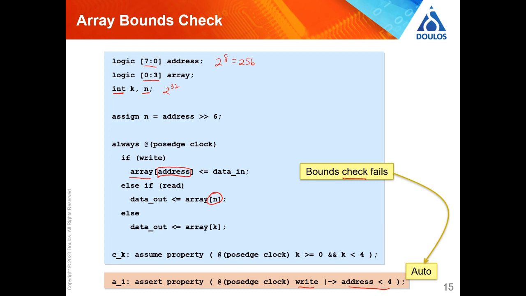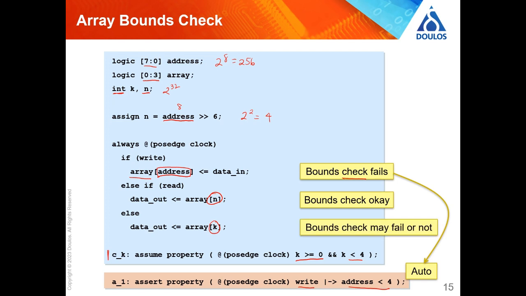However, n is actually taking the address, which is 8 bits, and we're shifting it to the right 6 times. So in the end, there are only going to be 2 bits of values, which means there are only going to be 4. So we would run this through the formal tool, and it comes back and says, actually, this bound is going to be okay. But what about this last one here? Here we're using k. Again, it is 32 bits. Now, if the formal tool will honor the constraint that we've written here, where we've said that we want k to be greater than or equal to 0 and less than 4, then it should pass. And if it's not honored, then of course the formal tool is going to flag this as an error.